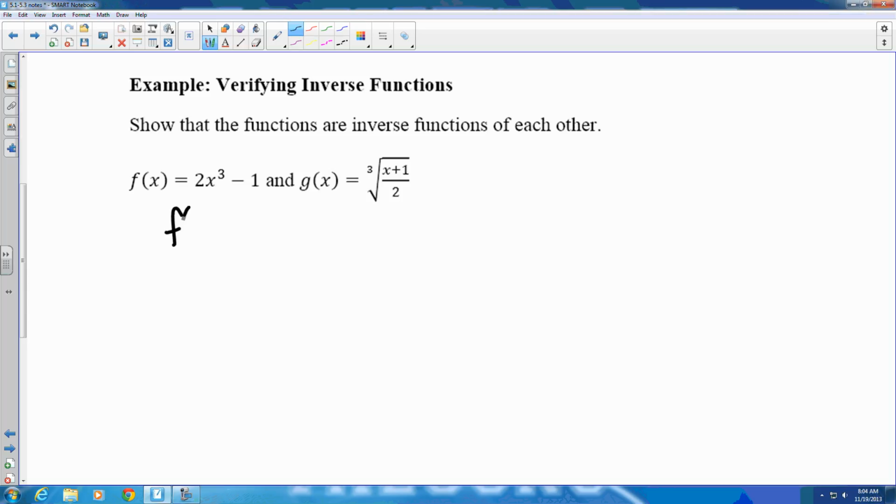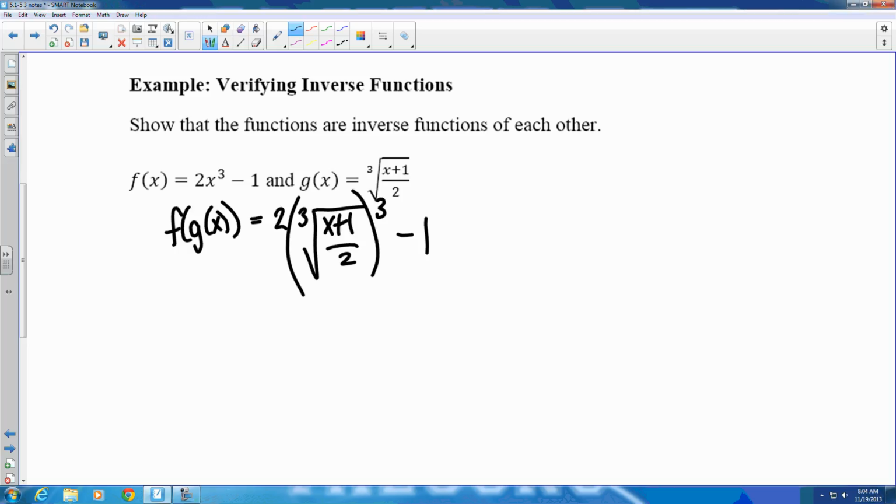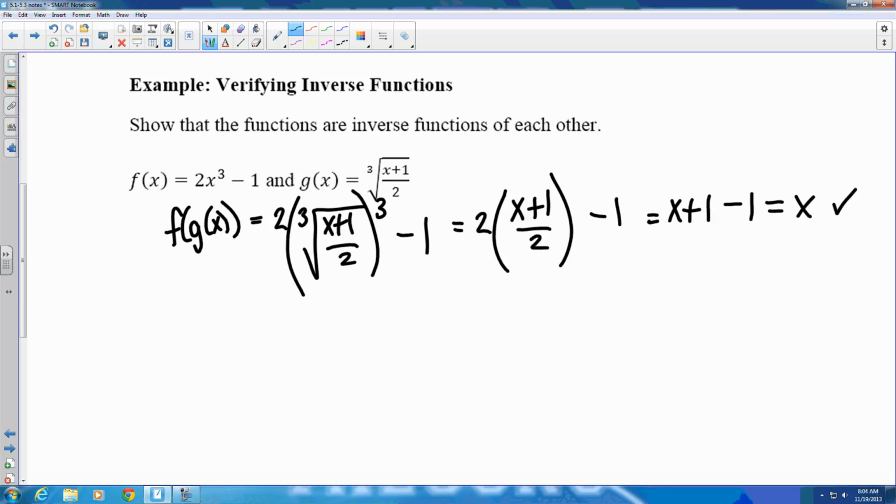So if we start with f of g of x, that would be placing g into the x in f of x. So 2 times the cubed root of x squared plus 1 over 2, quantity cubed, minus 1. We want to do some canceling to simplify. The cubed root and the cube are going to cancel, so we have 2 times x plus 1 over 2 minus 1. The 2's are going to cancel, so we have x plus 1 minus 1, which is x. So we're good that way.